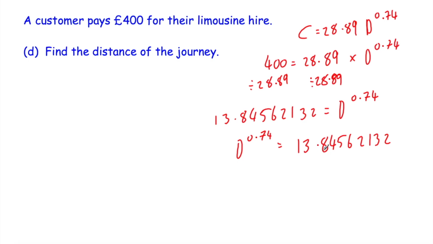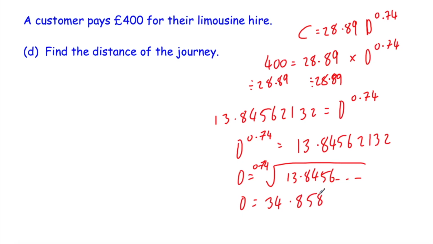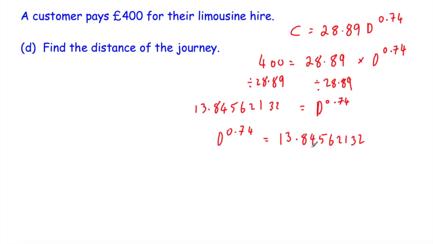At this point we can use a couple of approaches. One approach is to work out the 0.74th root of 13.84 and so on. So d would be equal to the 0.74th root of 13.8456 and so on. We can just type this into our calculator and we get that the distance would be equal to 34.8589 and so on miles. And we could round this to 2 decimal places, so that'll be 34.86 miles to 2 decimal places. So that's one approach, to actually just work out the 0.74th root of this. Another approach is to look at the equation.